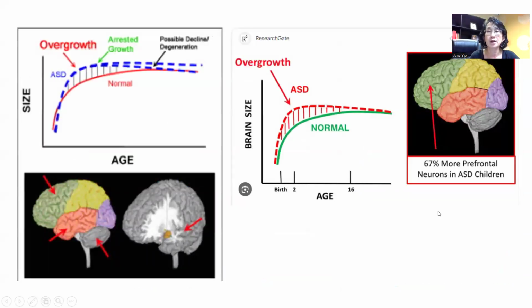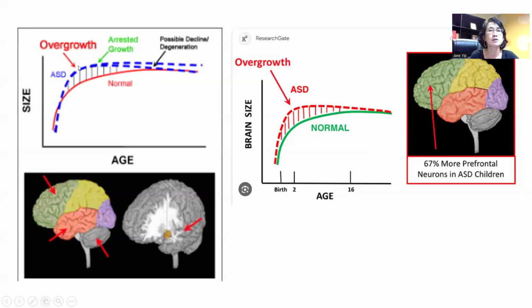And what has been found in ASD or autism spectrum disorder children is that there is an overgrowth of the brain. The overgrowth is in the form of both gray and white matter. And in fact, there are 67% more prefrontal neurons. What happens with the overgrowth is, over time, this is the growth curve of a normal, not typically developing child, and this is the ASD child.